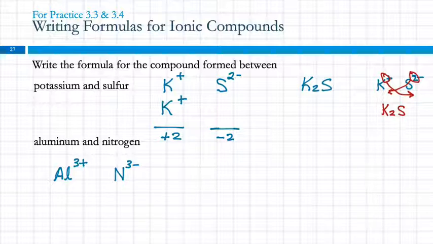So this one should be easy, and we definitely don't want to overthink this. Look at the numbers, 3 and 3, they're the same. All we have to do is nudge these guys together. So we put one aluminum with one nitrogen, done. We don't want to do crisscross and get Al3N3. Okay. Any questions?